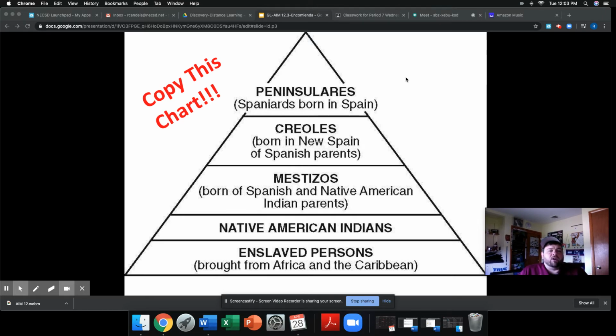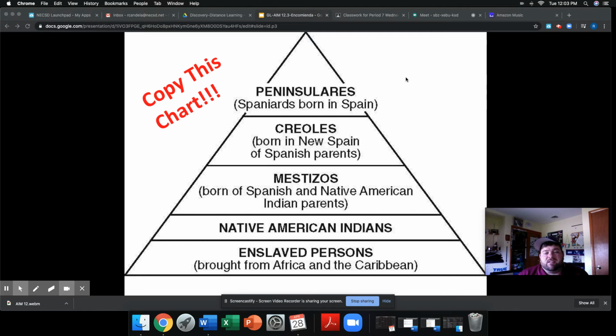Creoles are people that have two pure Spanish parents, but they are born in the Americas. So this is the first quirky thing. Genetically speaking, Creoles and Peninsulares are identical. You wouldn't be able to tell them apart racially. The only difference is that Peninsulares are born in Spain and Creoles are born in the Americas, even though both parents are pure blood Spanish.